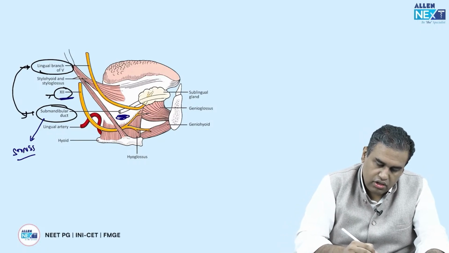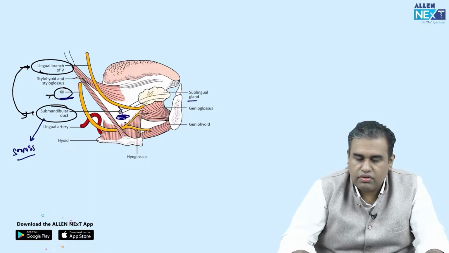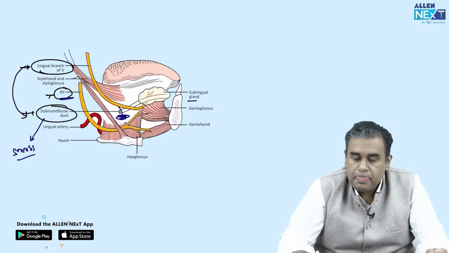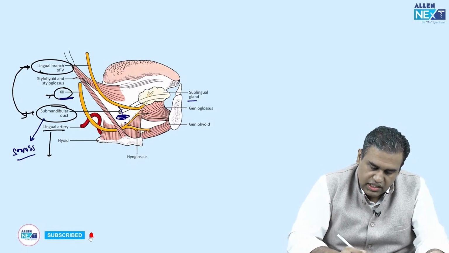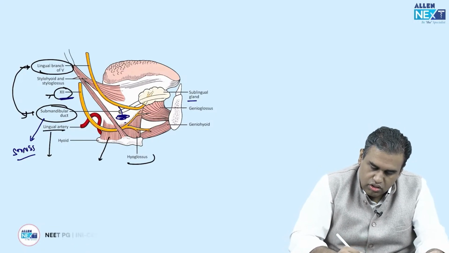ओके, बिकॉज लिंगुअल नर्व आल्सो कैरी द कॉर्डा टिम्पनी, यहाँ पे रिले करेंगे, दे विल सप्लाई द सबमैंडिबुलर एंड द सबलिंगुअल ग्लैंड. बट यहाँ पे रिलेशन समझिए. देन लुक एट दिस इंपॉर्टेंट वेसल, विच वेसल, लिंगुअल आर्टरी. ये कहाँ जा रही है, इट गोज डीप टू दिस मसल. ये कौन सी मसल है, दिस मसल इज हायोग्लॉसस.